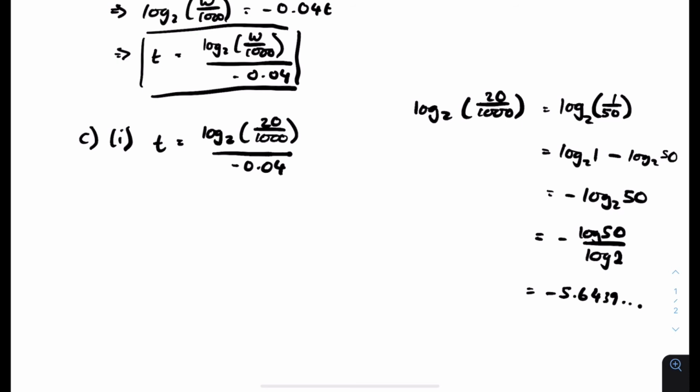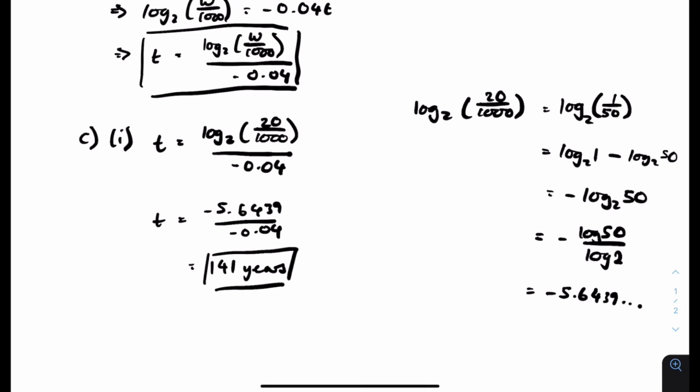And if we negate that, that becomes negative 5.6439... So T is equal to negative 5.6439 over negative 0.04, which is equal to roughly 141 years. So that's for part 1 of question C.